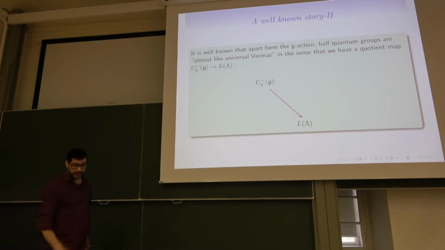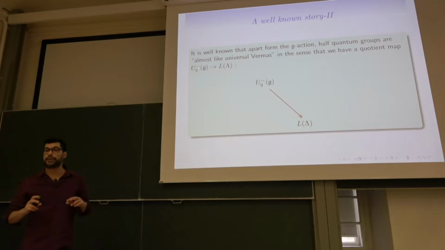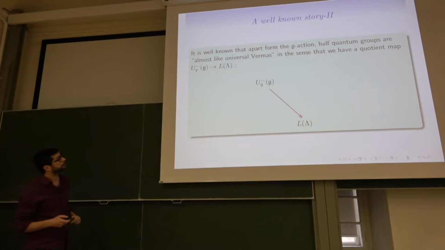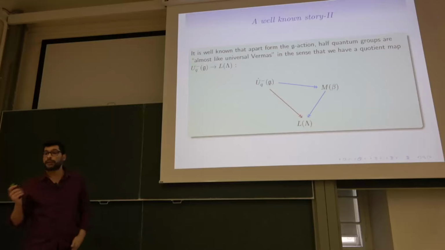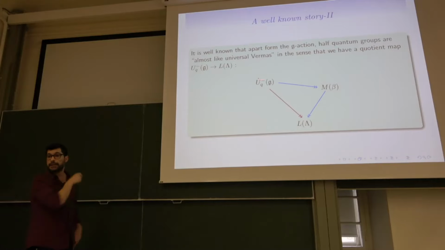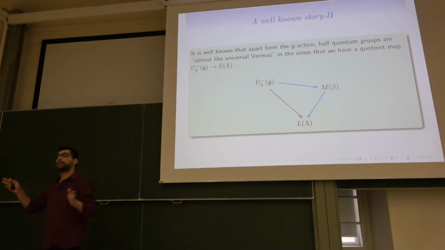Now it's known that half quantum groups, the positive or the negative part, I use the negative part, can be seen as almost universal Verma modules, in the sense that Verma modules can be written as quotients of half quantum groups. So there's a quotient map. Now, if you want to write the universal Verma module in terms of the half quantum group, you have to add a bit more structure to the half quantum group. I haven't defined this yet, it will be clear from what I'm going to say next. It's something slightly bigger than the half quantum group.